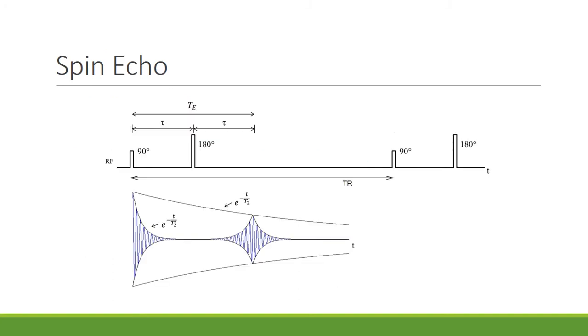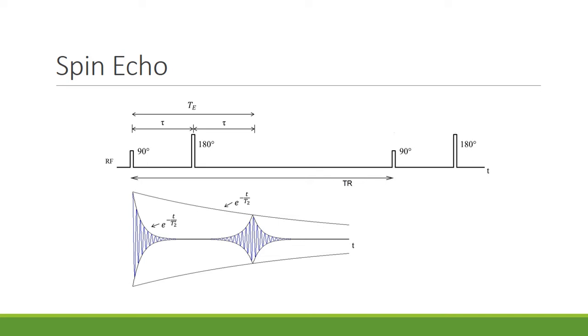You may know there are many sequences for T2 weighted imaging. Spin echo is one of the basic pulse sequences for T2 weighted imaging. However, it takes a long time to get an image, so people invented fast spin echo to reduce the scan time. I will explain spin echo briefly.